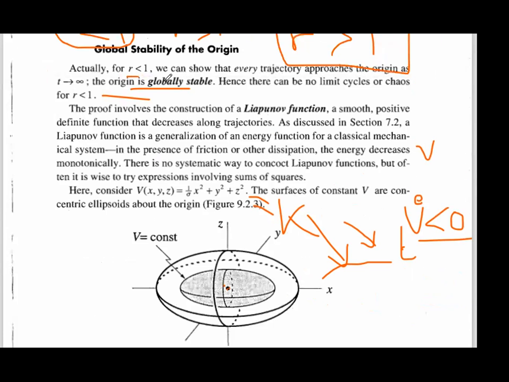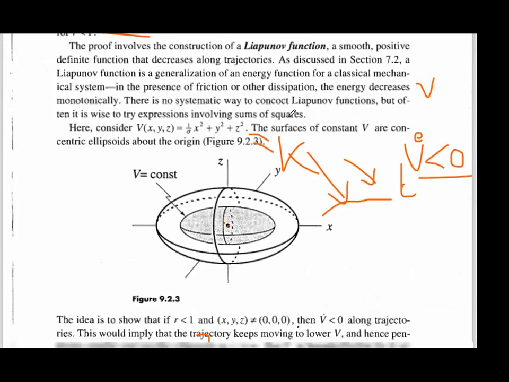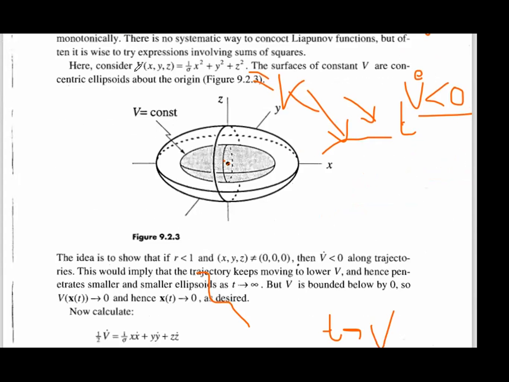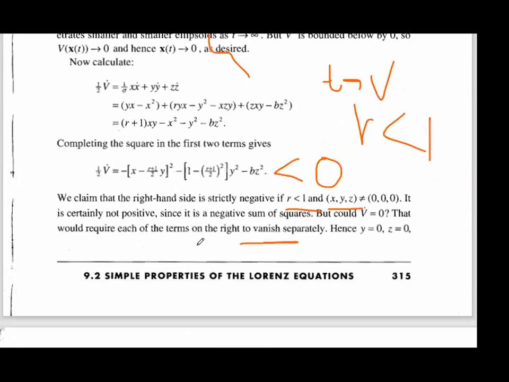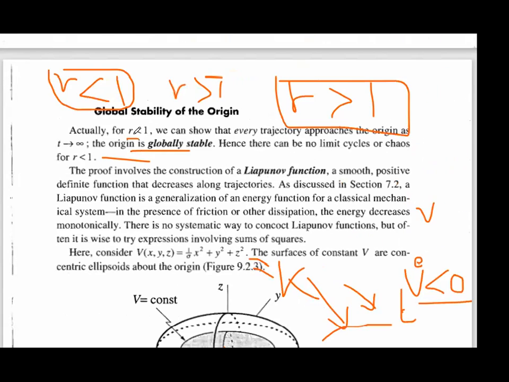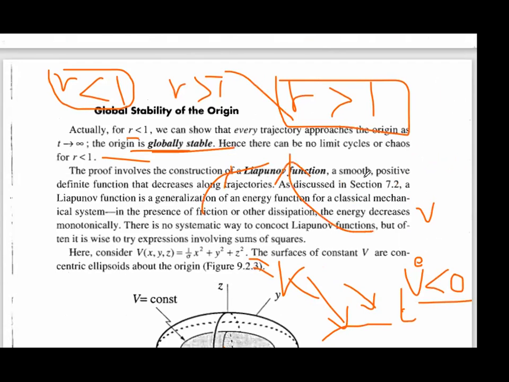So from this we can find a Lyapunov function, an energy function like this. By investigating the evolution of this energy function, we came to conclude that this origin is not only stable but also global. That means all trajectories come to the origin. So these are very important lessons.